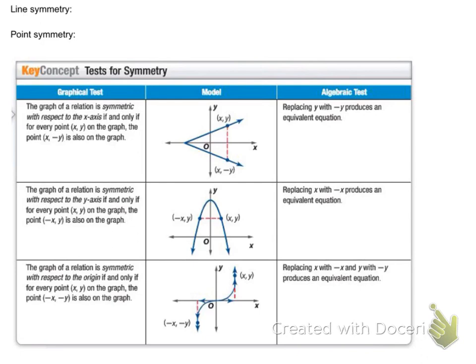Now, symmetry about the x-axis basically says that if I take a y and replace it with a negative y, I will end up with the same equation. Same thing with the y-axis. If I can take x, replace it with a negative x, and it produces the equivalent equation, it's symmetric about the y-axis. And for the origin, I replace both x with negative x and y with negative y, and it results in the original equation.